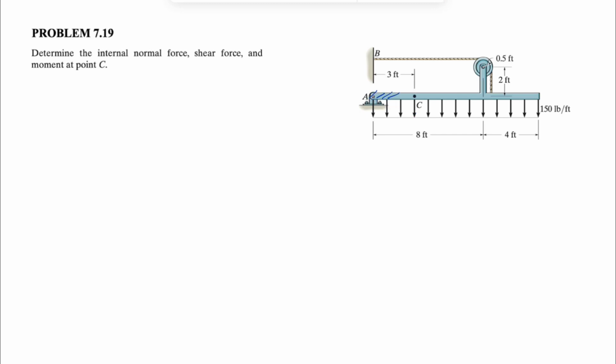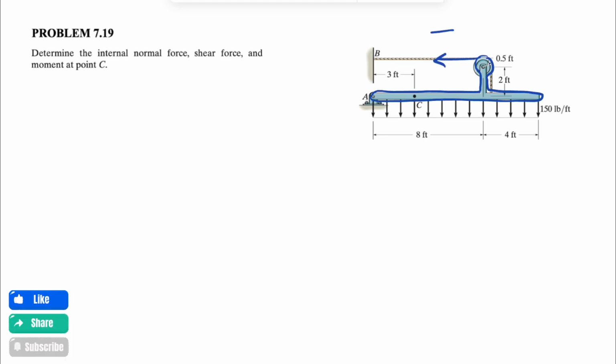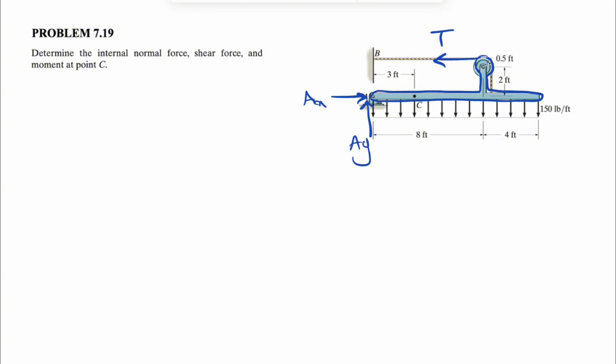We have a pin at point A, which means we have both X and Y components. So let's draw the free body diagram for this part of the beam that is attached to the pulley. First of all, we're going to have the tension in the cable here, which we can call T. As I said, at point A we have both X and Y components since we have a pin. We can show our X and Y here.